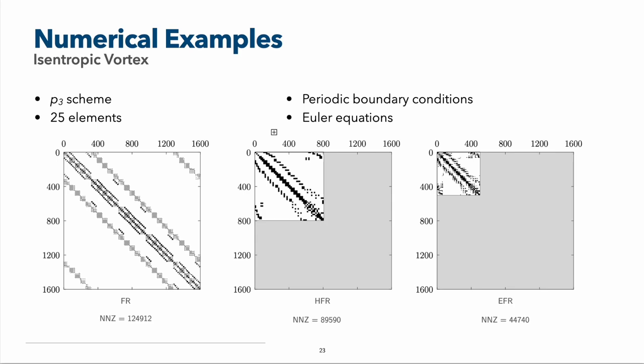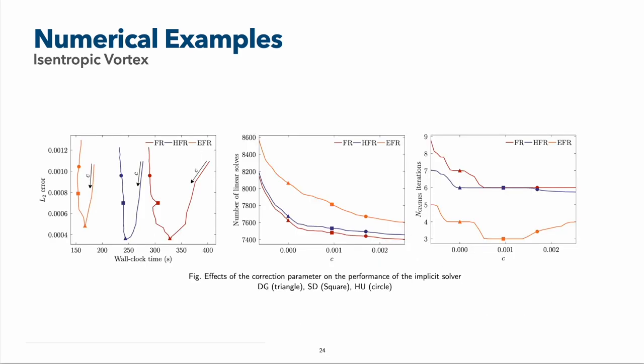So in terms of performance, we analyze the effect of the correction parameter. On the left, we have plots of the L2 norm of the error against the wall clock time for one of the grid levels. We identify relevant correction functions with a triangle for DG, a square for SD, and a circle for Wins method. In all cases, the DG correction function is again the most accurate, but also the one that takes the most computational effort.